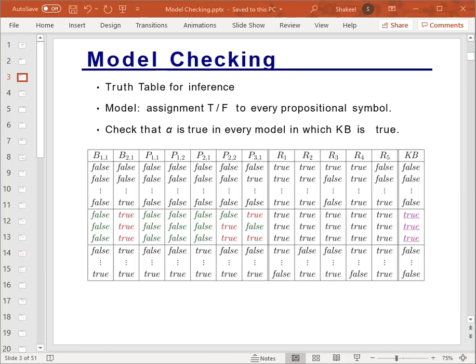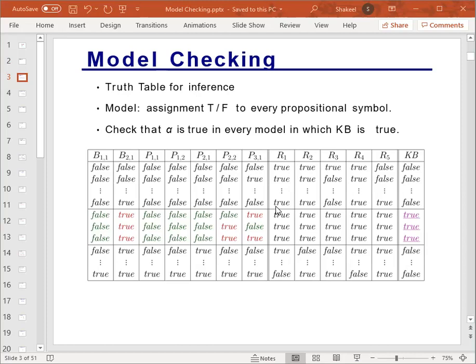Why? You remember we wanted to answer questions such as, does KB entail the proposition P11? Does KB entail the proposition P22? So far these are questions and we don't know. We want to use model checking to check the truth value of P11 whenever KB is true. KB is true in 3 out of 128 possible rows, so we are going to focus on these 3 lines.